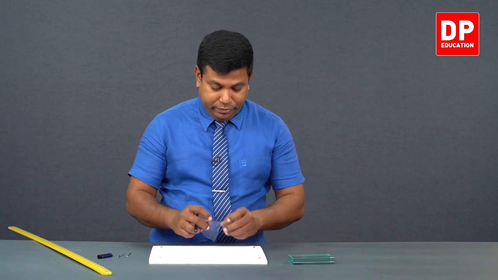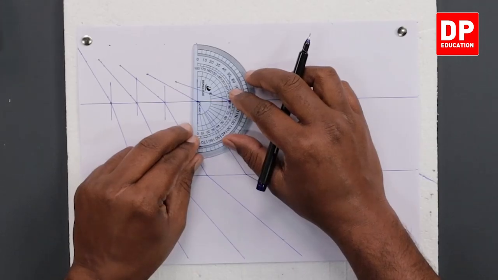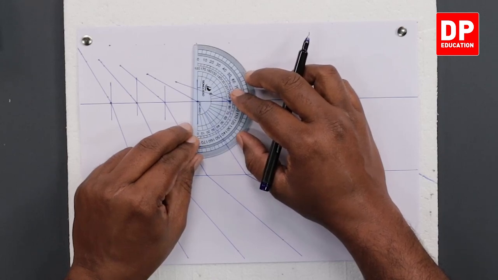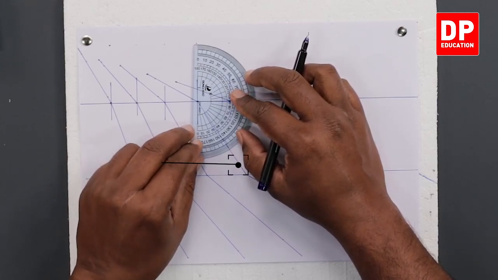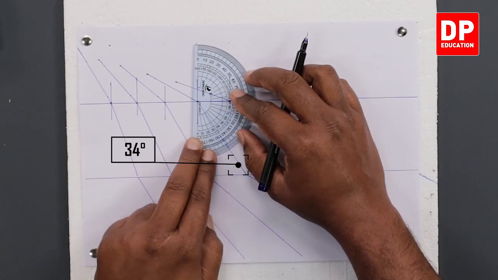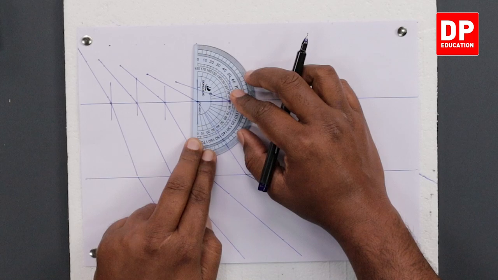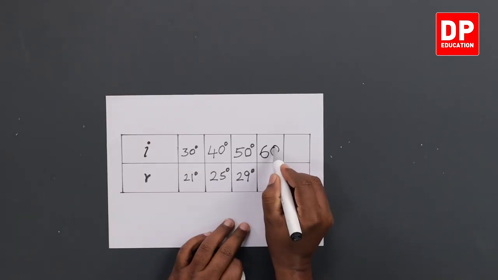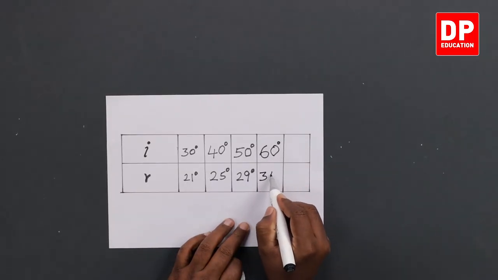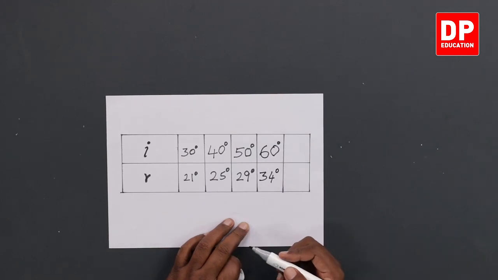Now we can measure the refraction angle. This is for 60 degree angle of incidence. We get 34 degree as the angle of refraction. Now let's mark this on our table. This time I is 60 degree. And we got 34 degree as the angle of refraction.